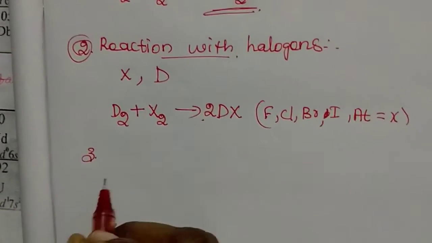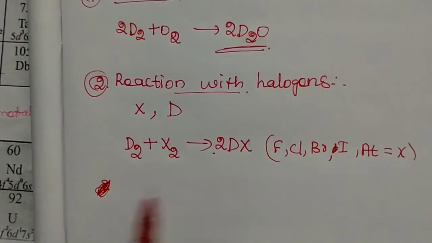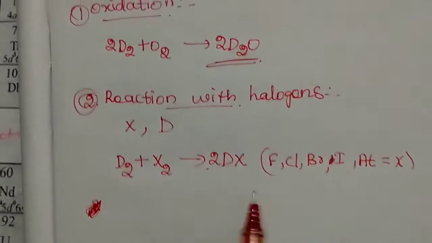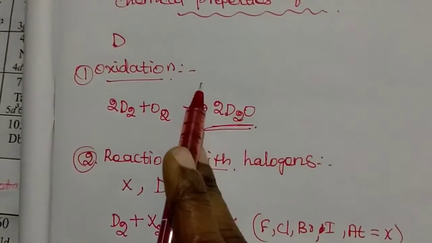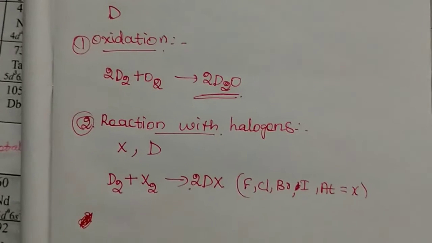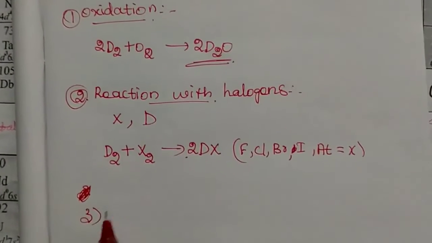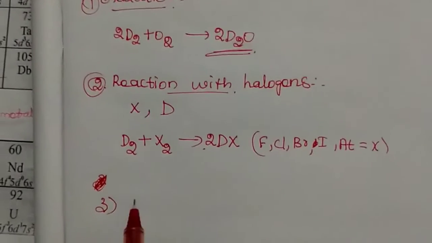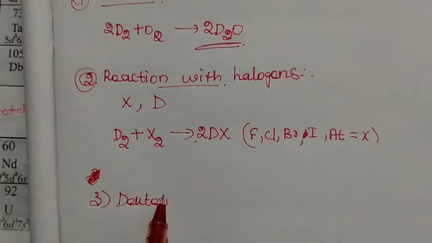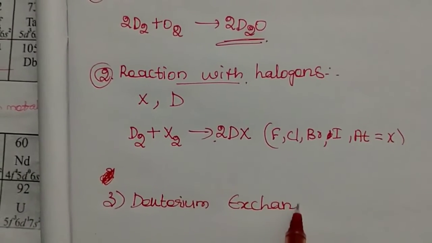The third chemical property. So totally we have three chemical properties of deuterium. The first chemical property is oxidation, the second chemical property is reaction with halogens, and the third chemical property is the deuterium exchange reaction.